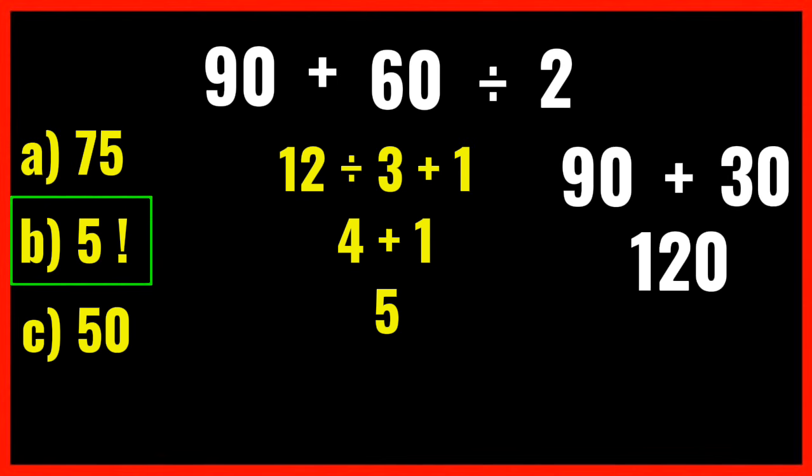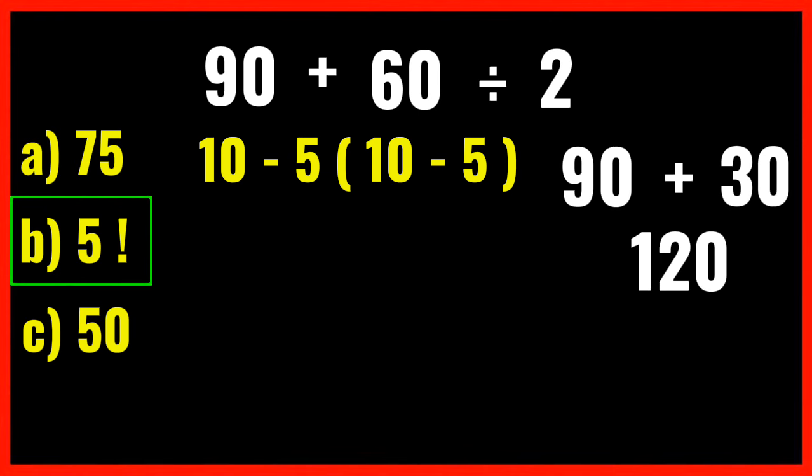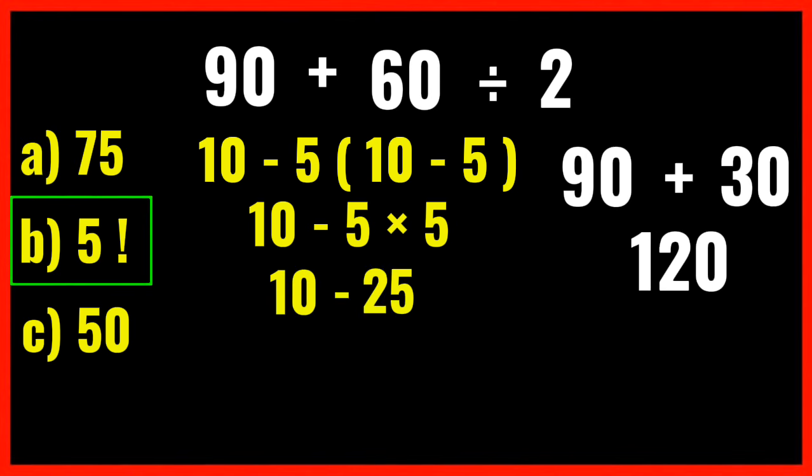Now let's increase the difficulty a little with parentheses. Consider 10 minus 5 times (10 minus 5). So 10 minus 5 equals 5. Then we multiply 5 by 5 to get 25. And finally subtract from 10 to get negative 15. And this shows how powerful PEMDAS is because it keeps everything organized and consistent.